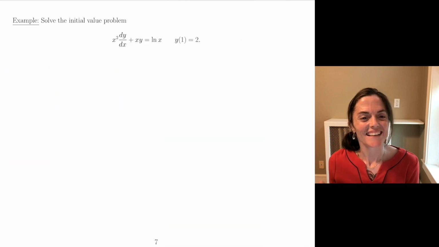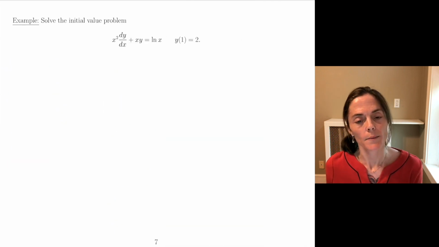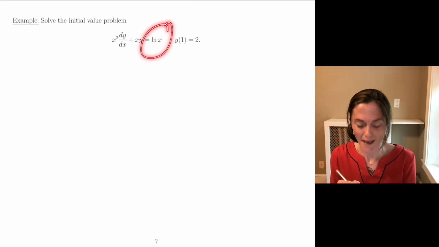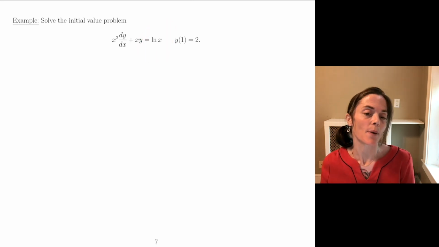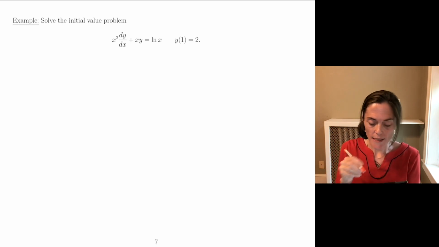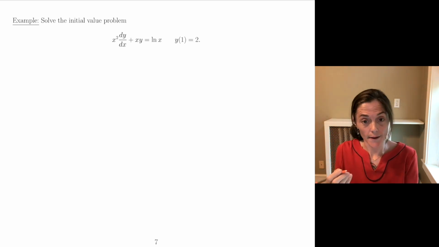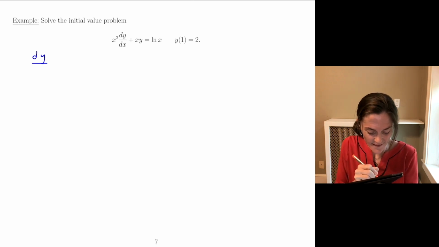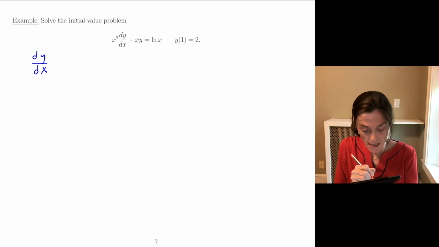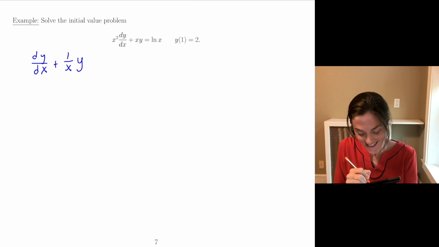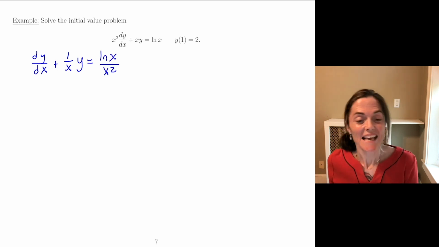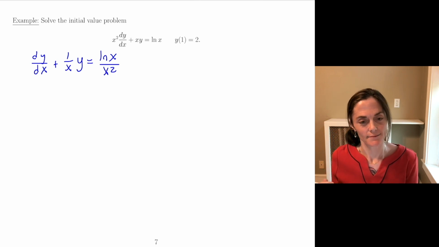Okay. We have an initial value problem. Wonderful. So my initial step, we have a natural log. X is only positive in this problem. So let's divide by x squared. We will have dy dx plus 1 over x y, and this equals ln x over x squared. So here is my differential equation.